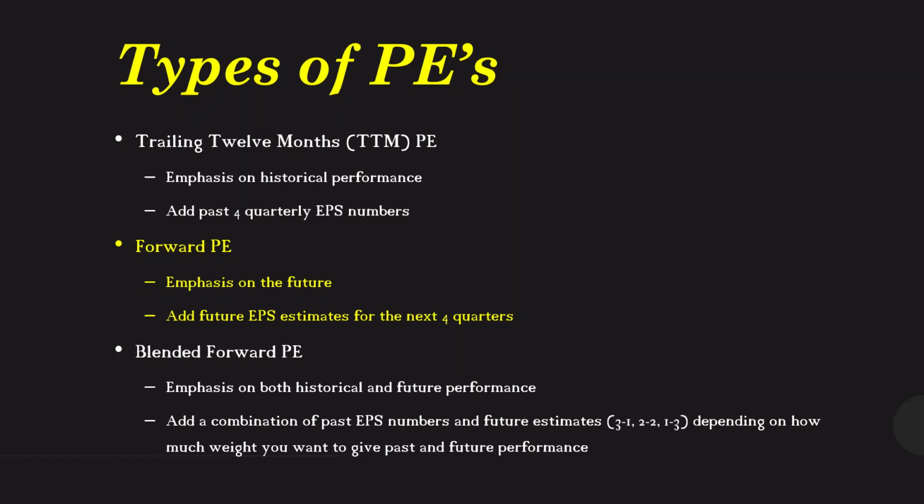And then there is the blended forward PE, which is kind of cool because, depending on how much weight you want to give to the past or the future, you can use EPS numbers from the past quarters and the future estimates. So if you wanted to weight the past heavily, you could do the past 3 quarters and 1 future estimate, or 2 and 2, or 1 past quarter and 3 future estimates.